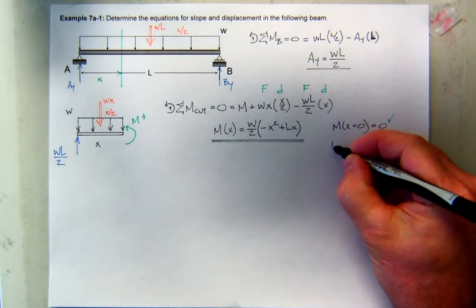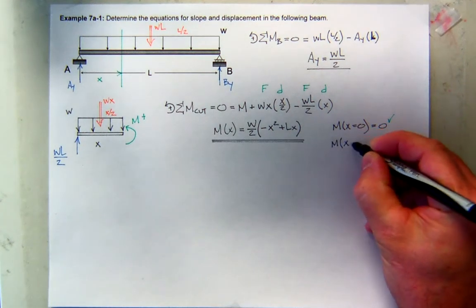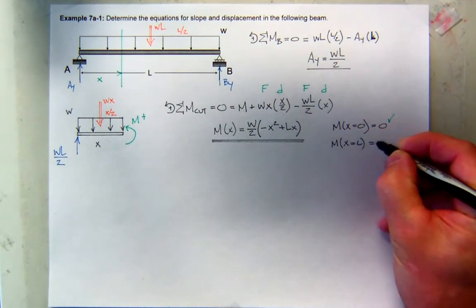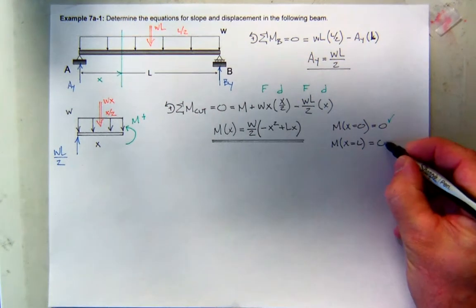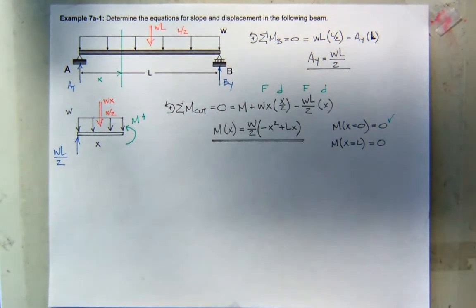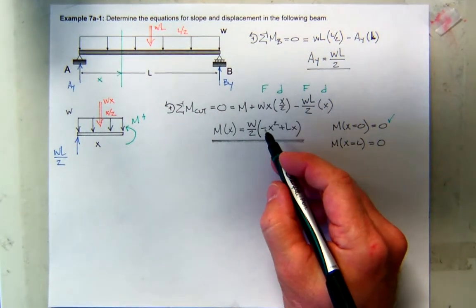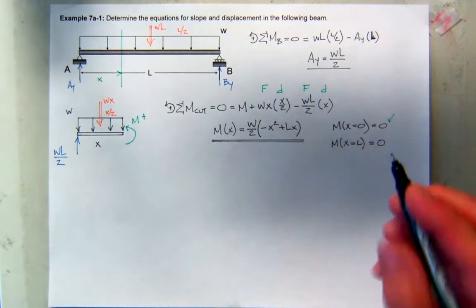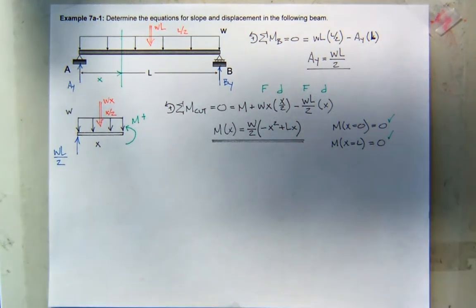We also know the moment at the other end. In this case, that would be x equal L at B, and that's also 0. So put in x equal L. Well, you get L squared minus L squared plus L squared. Yeah, 0. So that seems to be okay. We got a good moment equation.